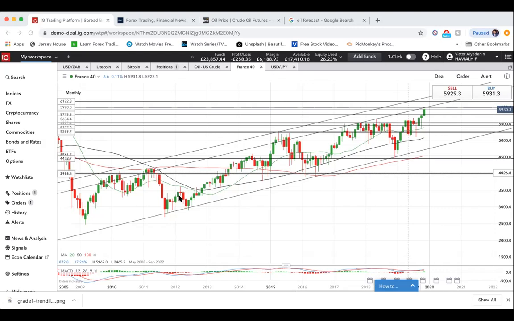France 40, German 30, FTSE 100, the top 100 companies that represents the strength of the economy of the United Kingdom. And then there's FTSE 250, that is number 101 to number 350, companies that represents, and so for different countries. But indexes are companies put together that represents the economic strength of a particular nation. So here, France 40 represents the economy of France.